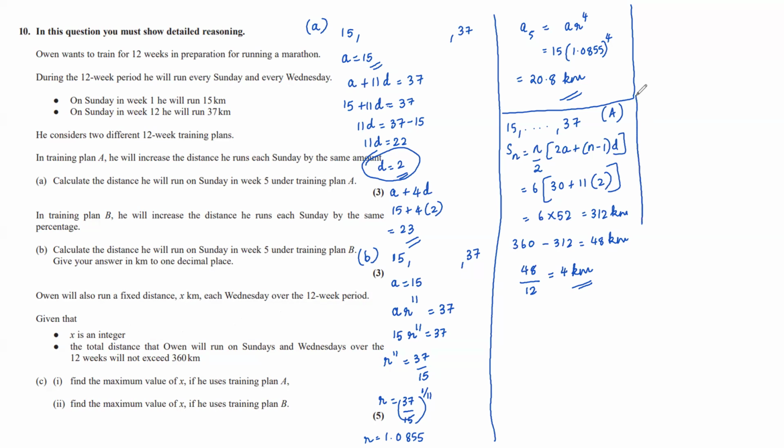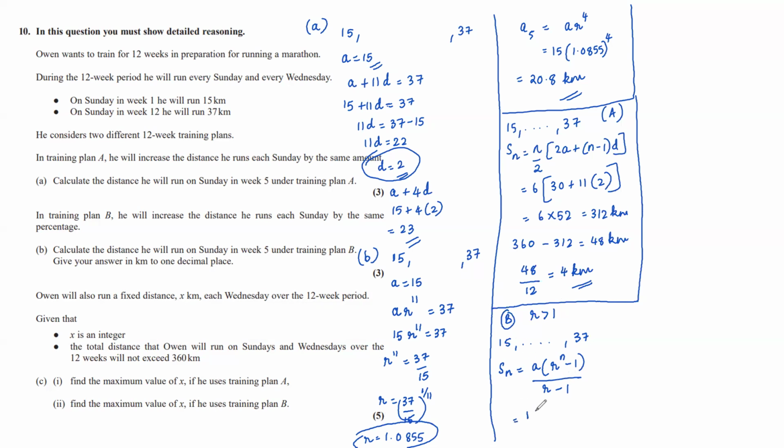Now, we need to find out for plan B. So plan B again, it is 15, etc. up to 37, but this is a geometric sequence. So sum of n terms, we know it is a into r to the power of n minus 1 divided by r minus 1. Here we have found r value to be 1.085. So r is greater than 1. That is why I'm using this particular formula here.